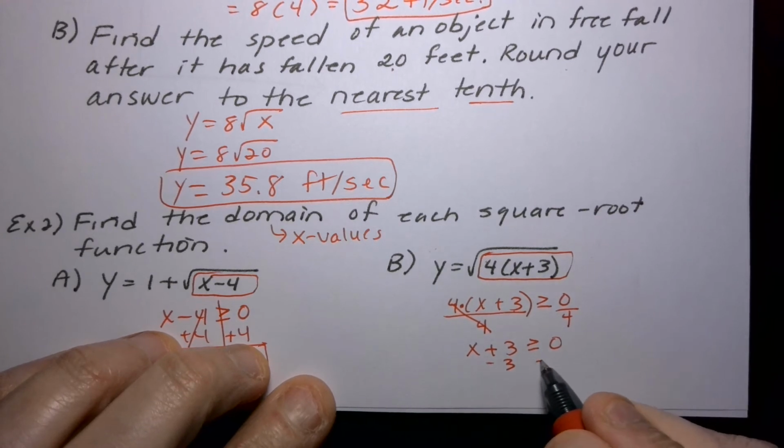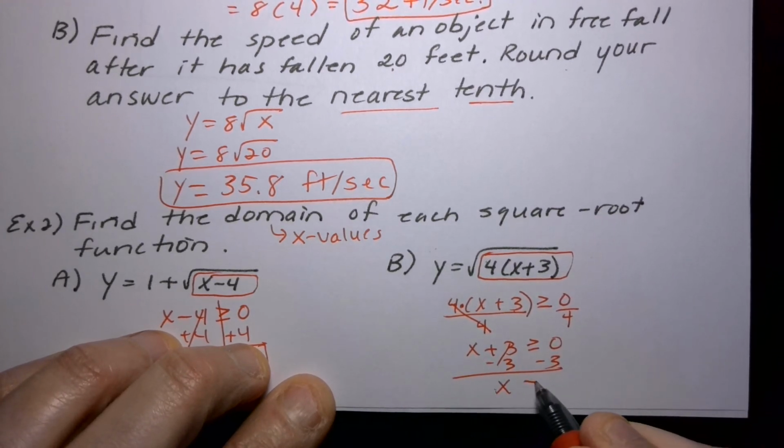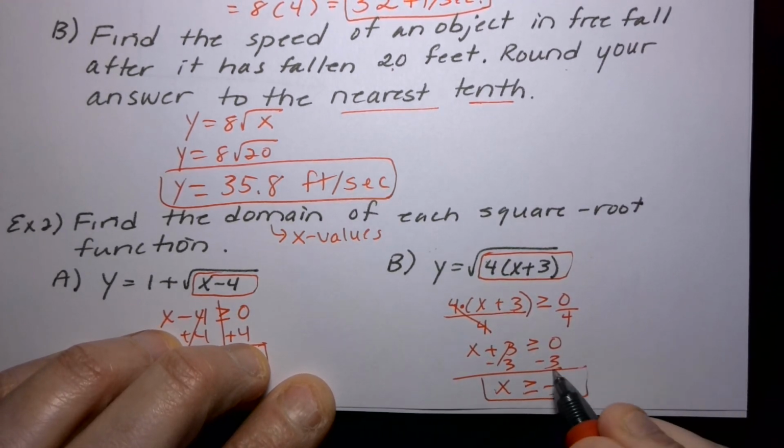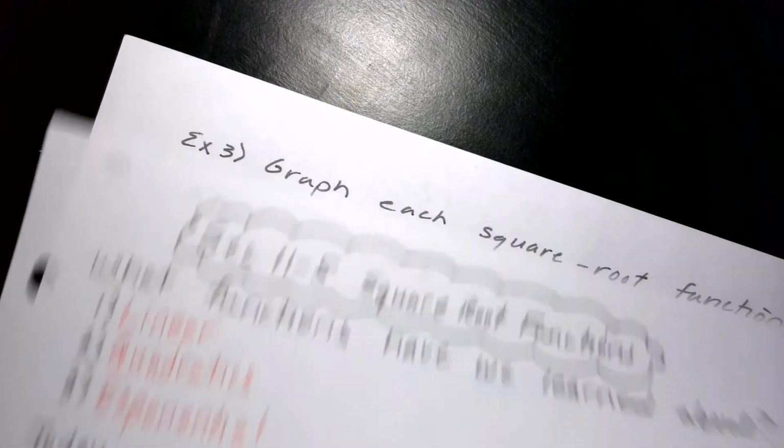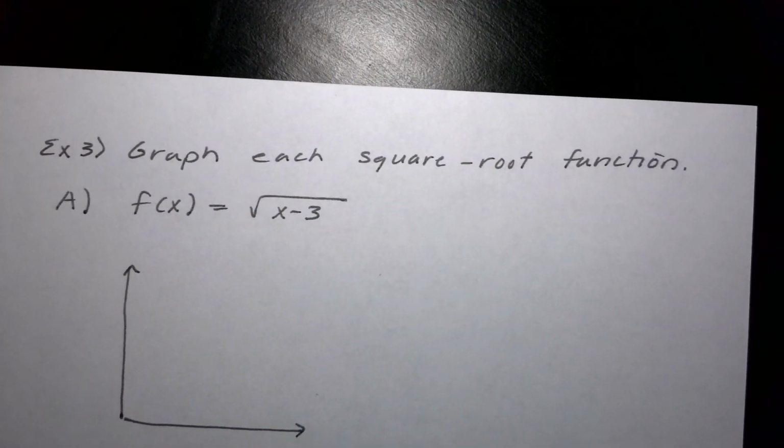Subtract 3 from both sides. And my answer is any number that is greater than or equal to negative 3 will give you a positive under here. So there's that. And then the last thing is how to graph them.